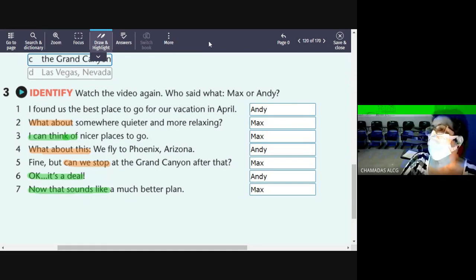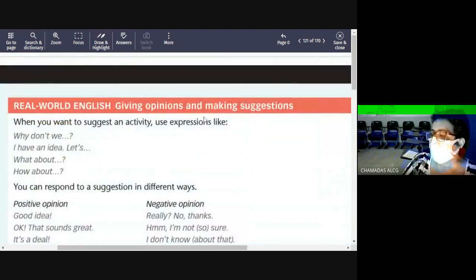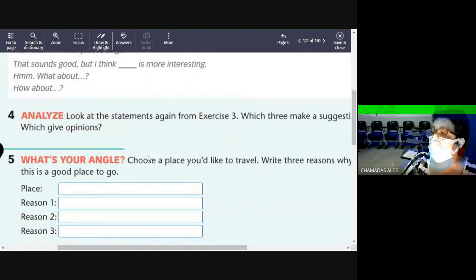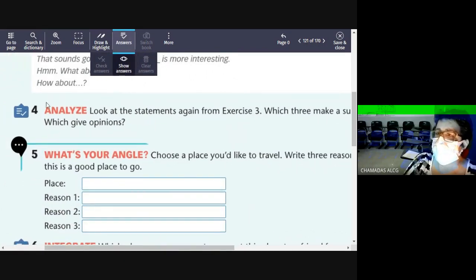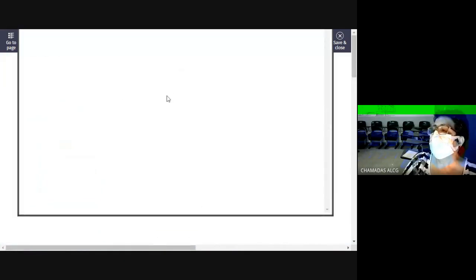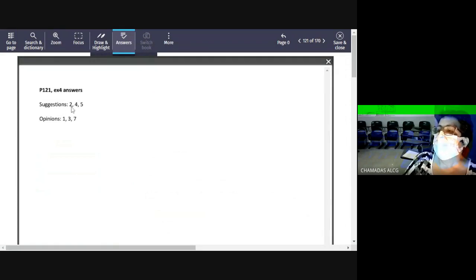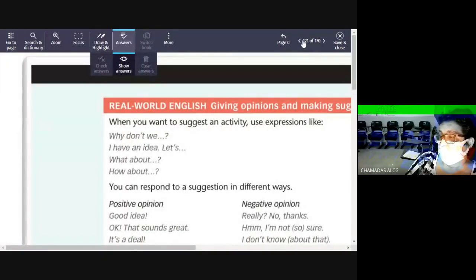Okay? Good. Now let's go to the next page and see the answers. I don't trust the answers so much, but let's see. Suggestions 2, 4, 5. Opinions 1, 3, 7. So let's check it out. 1, 3, and 7. Let's go there.